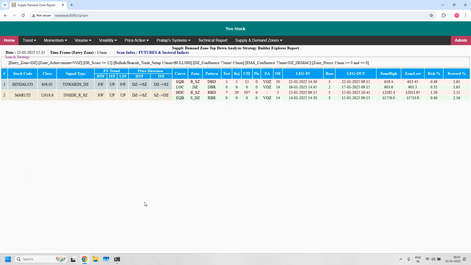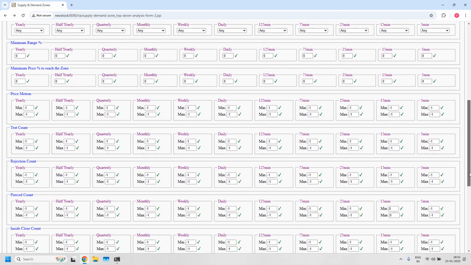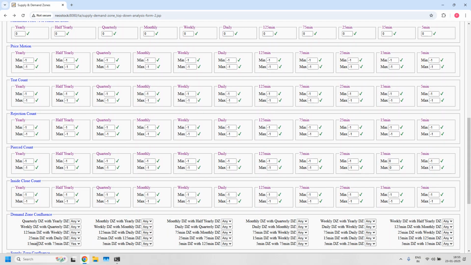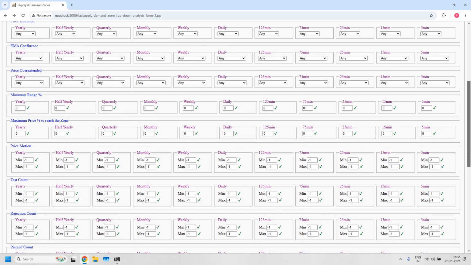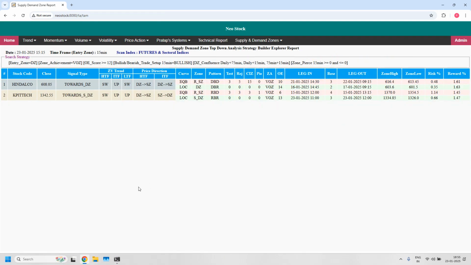Okay, fine. Now, next filter is LTF, ITF and HTF demand zone confluence. So let us remove this EMA filter because it is ITF specific. Now we need to look for HTF specific. So in the demand zone confluence, 3 filters we have to set. First filter is already enabled. Second filter is 15 minutes demand zone with daily demand zone confluence. Third filter is 75 minutes demand zone with daily demand zone confluence. With all the 3 filters, LTF, ITF, HTF confluence, that is 15 minutes, 75 minutes and daily demand zone confluence, we got 2 stocks.